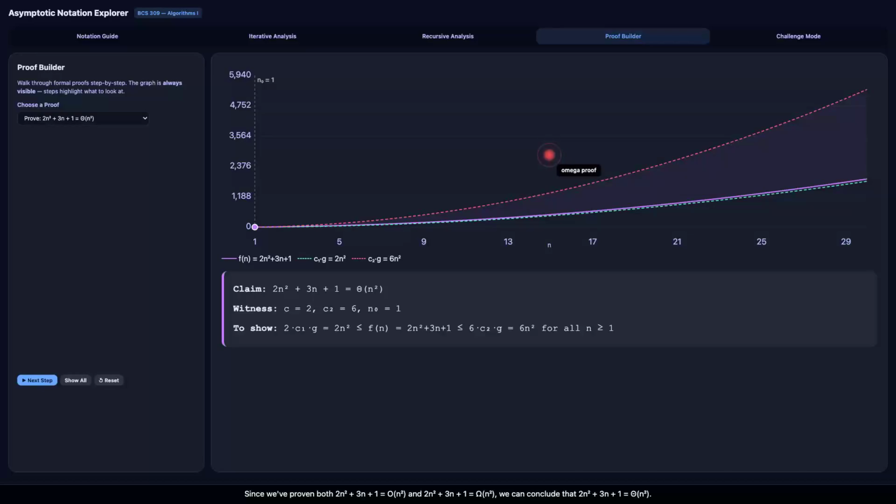This is the beauty of theta notation. It captures the exact growth rate by providing both upper and lower bounds. We've proven that this polynomial grows at precisely the same rate as n squared.